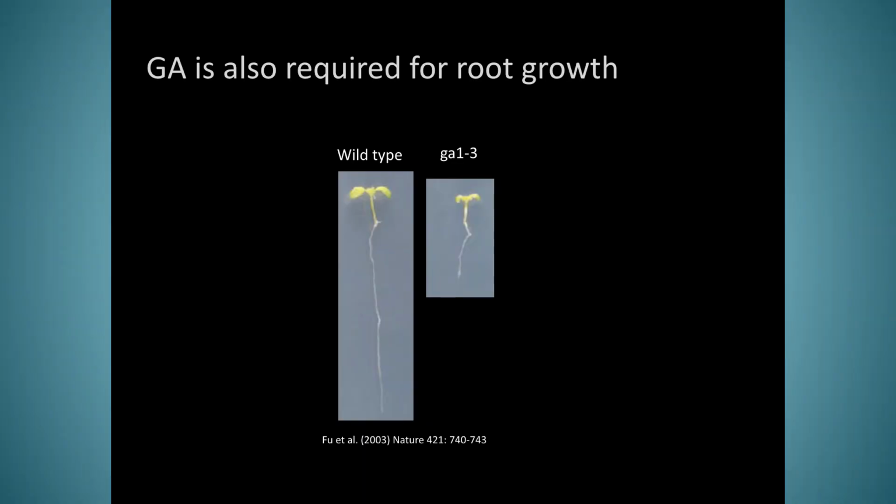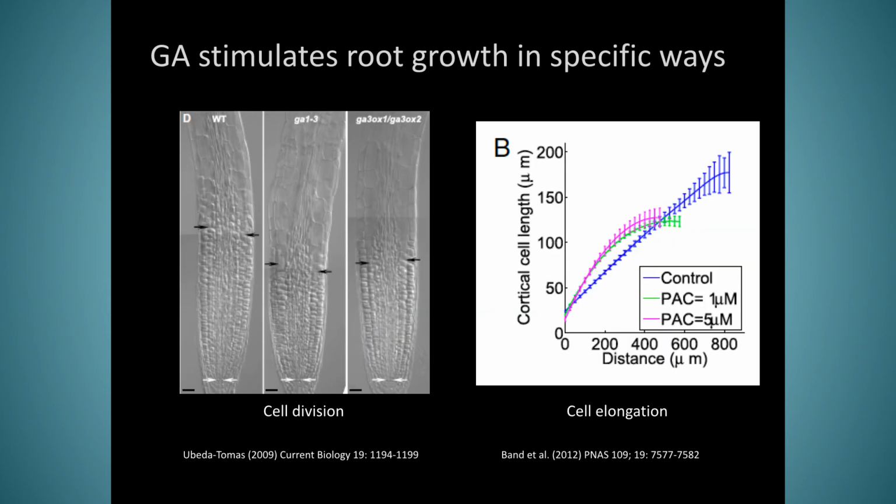I'm going to transition now to below the ground, because GA is, of course, also involved in root growth, including in Arabidopsis. So this GA1 biosynthetic mutant is dwarfed, and it has much shorter roots than wild type. So if you look in detail, GA affects root growth in at least 2 different ways. So this is a wild type root. The black bars are showing the start of the elongation zone, black arrows here. And you can see that the GA1 mutant and GA3 oxidase mutant double mutant have smaller meristems. So it's affecting cell division or the maintenance of the meristem.